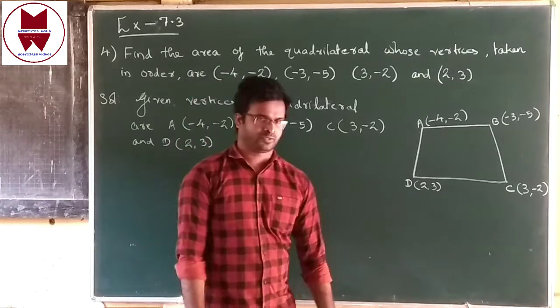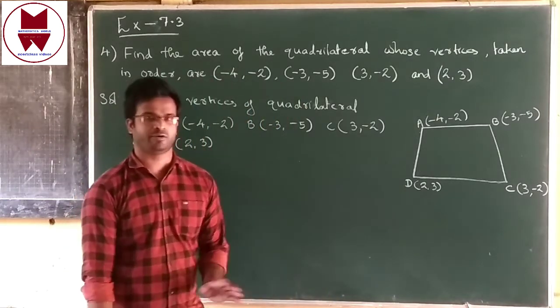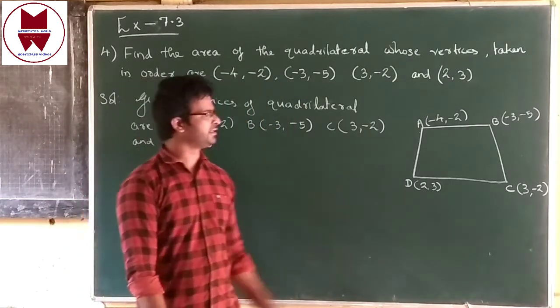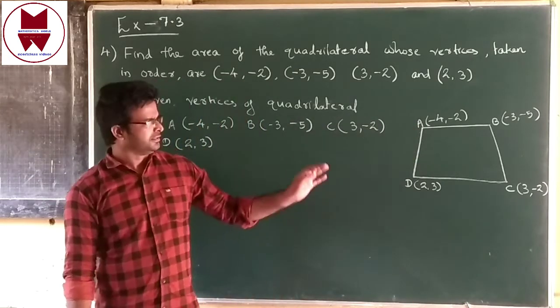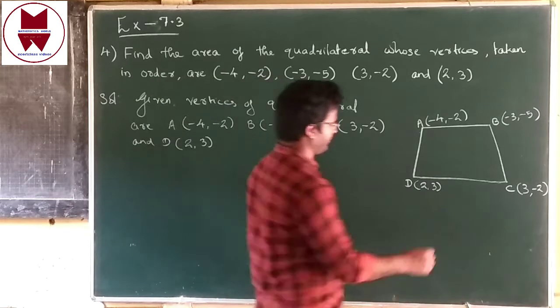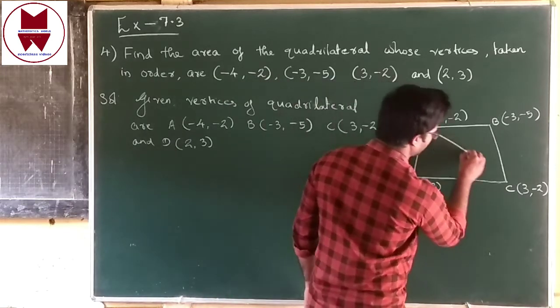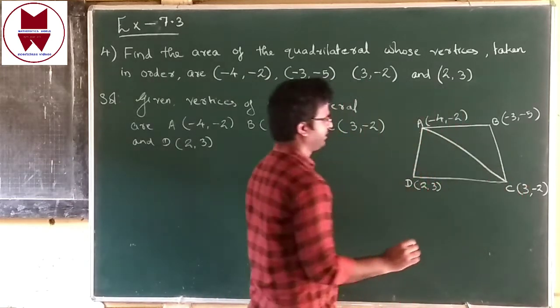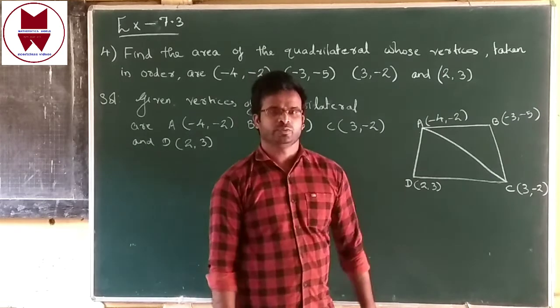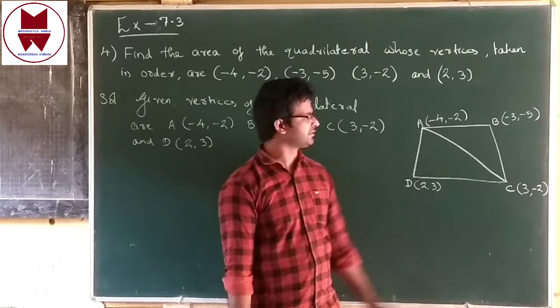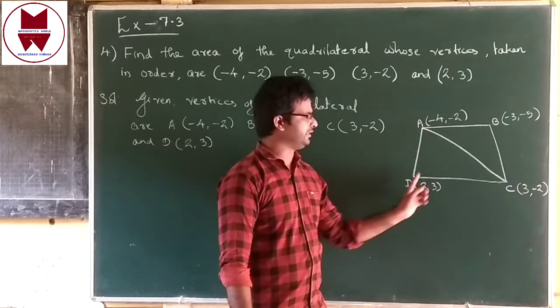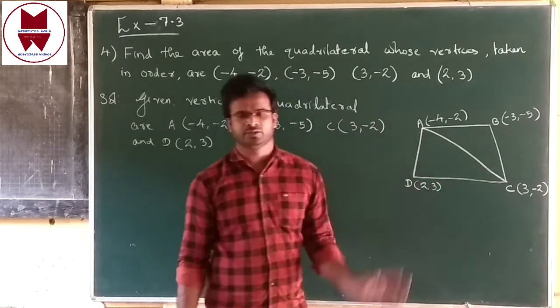We already studied one formula, that is the area of a triangle. We have not studied the area of a quadrilateral, isn't it? Then this quadrilateral we can divide. Just join A and C. That time you will get two triangles. First triangle is ABC. Second triangle is ADC. You will get two triangles, isn't it?